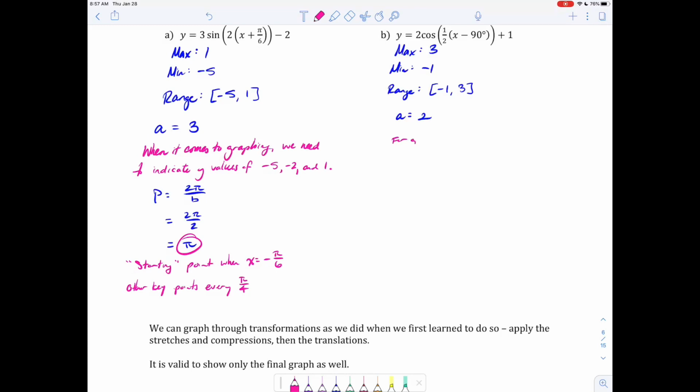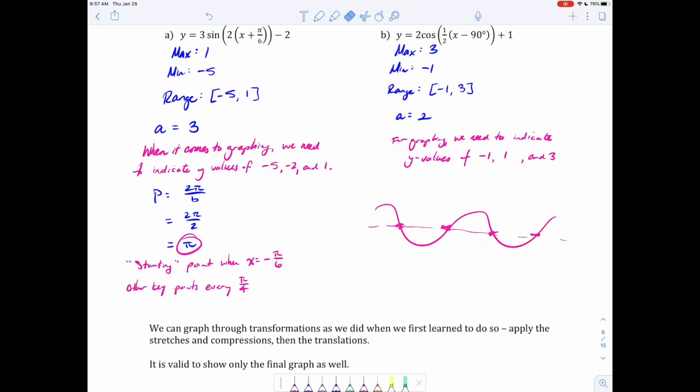So for graphing, we need to make sure that we're having tick marks for y values, the very lowest at -1, the very highest at 3, and then halfway between that again, so that we get these points here. So halfway between -1 and 3 is +1. And that's that.